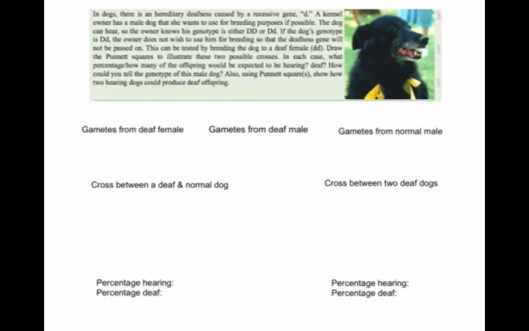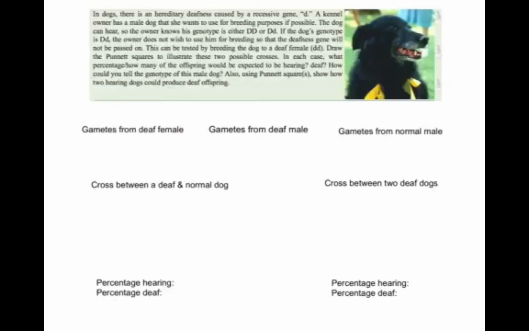Okay, so in dogs there is an hereditary deafness caused by a recessive gene, little d. A kennel owner has a male dog that she wants to use for breeding purposes if possible. The dog can hear, so the owner knows his genotype is either big D big D, or big D, little d. If the dog's genotype is big D, little d, the owner does not wish to use him for breeding so that the deafness gene will not be passed on.